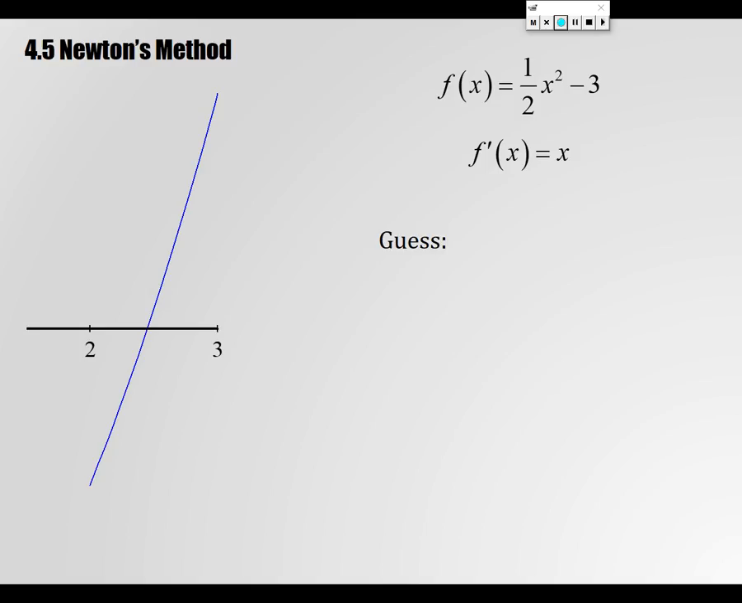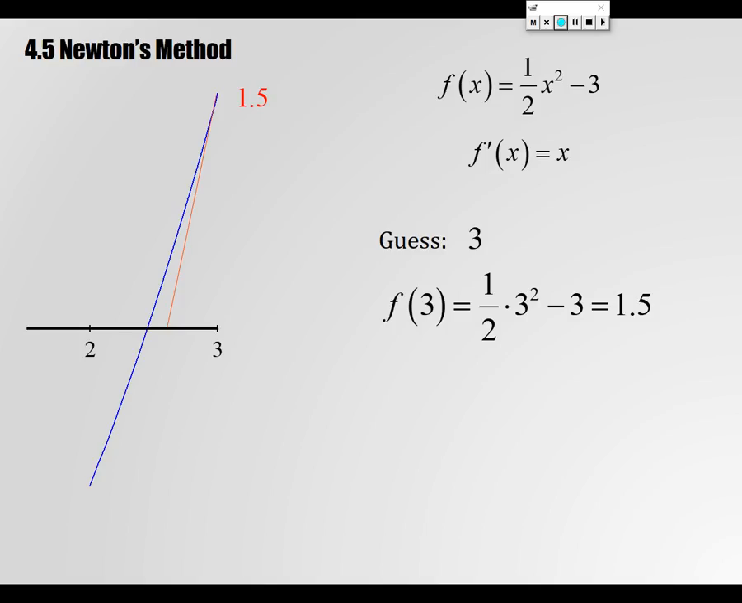By the way, f prime of x is x, in case you wanted to know that. You're welcome. We're going to start with a guess, and I'm going to guess that the root is 3, say. Say that's the starting guess that I made. This process we're about to engage in relies on something very simple, and that's the linearization. So what I'm going to do is construct the linearization at x equals 3. So there it is in red.